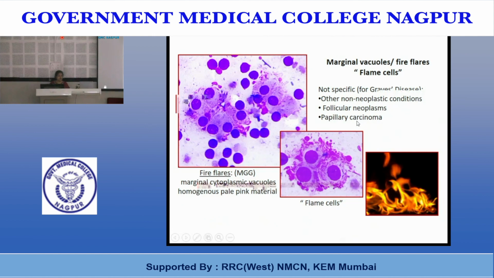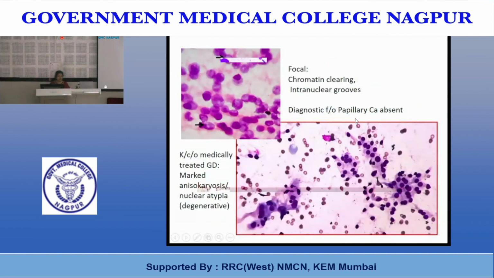It can be seen in other non-neoplastic and neoplastic conditions. Sometimes you may get focal chromatin clearing and intranuclear grooves. And at that time again a doubt arises, is it papillary carcinoma? But these, as I said, are focal, and the other diagnostic features of papillary carcinoma, which will be discussed, are absent. Sometimes they may even show marked anisokaryosis and nuclear atypia. Look at this smudgy nature, then you know it is degenerative change. All this I've taken from a known case of medically treated Graves' disease that came just a few days back.